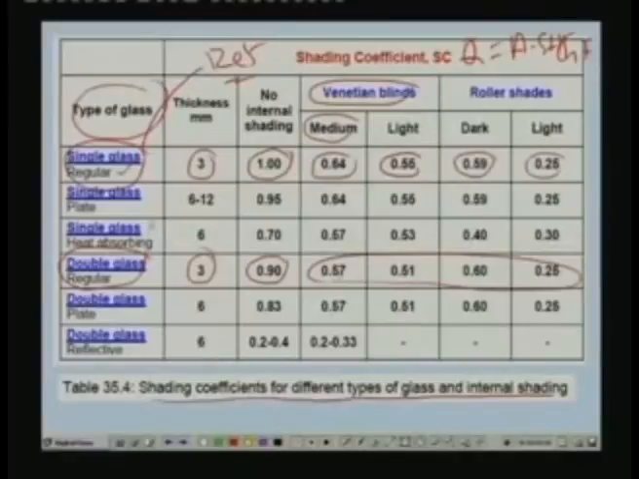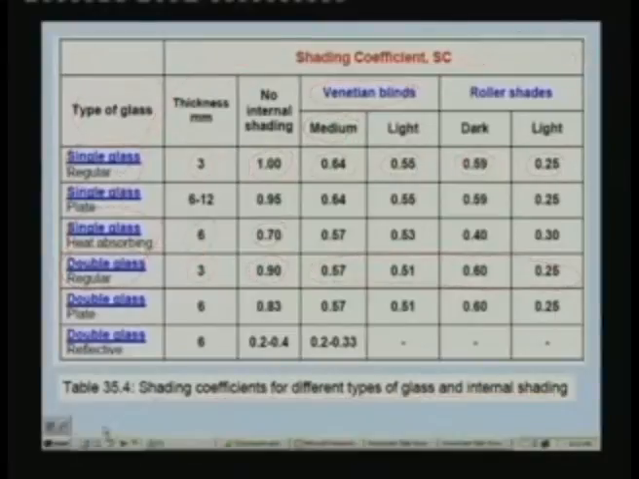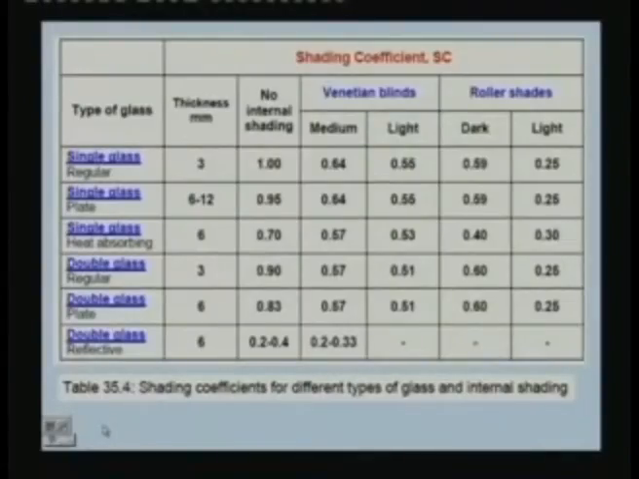Other types of glasses are, you can also have heat absorbing glass of 6 mm thickness. For heat absorbing glass of 6 mm thickness, the shading coefficient without internal shading is 0.7, that means 30% less compared to a regular glass. So if you have this kind of information, then you can select the proper shading coefficient value from these tables, and once you know the shading coefficient value, you can calculate the heat transmitted into the building through this glass.